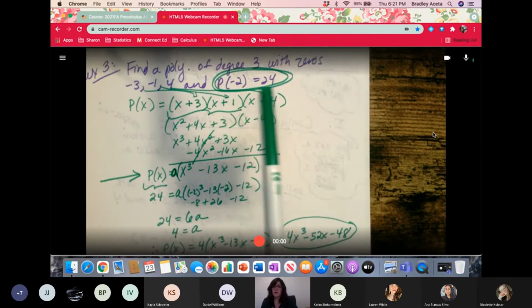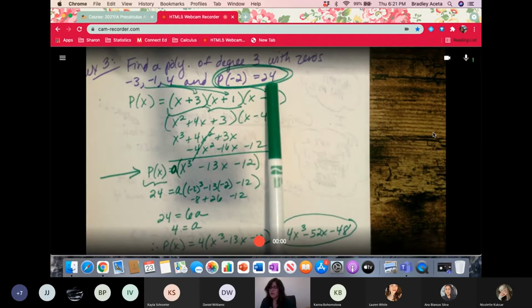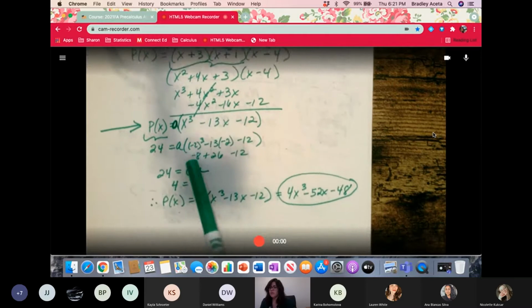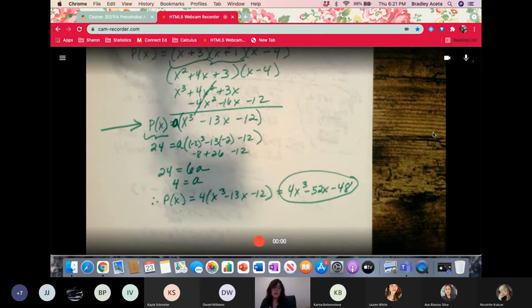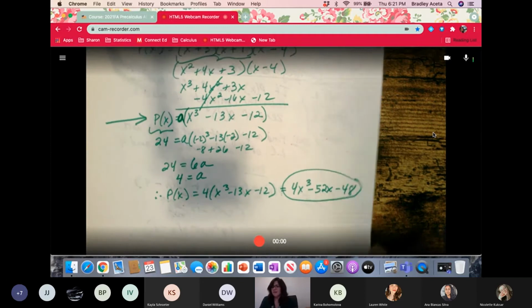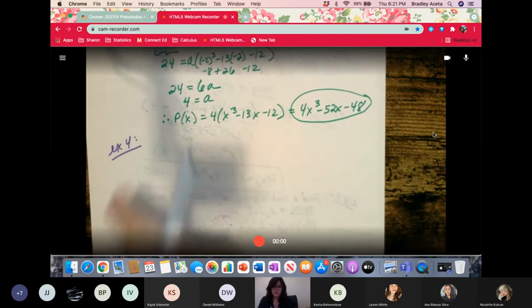P of -2 equals 24. They're saying that we know the y value, our P of x function, when we plug in -2, which means that we must have some kind of a in front. Okay, so you will definitely get a problem like that. Okay, and yet even more FOILing. You thought we were done. No, there's a lot of FOILing on this.